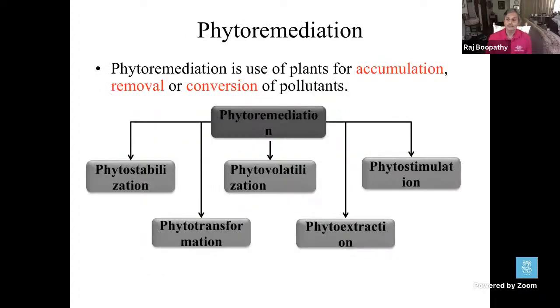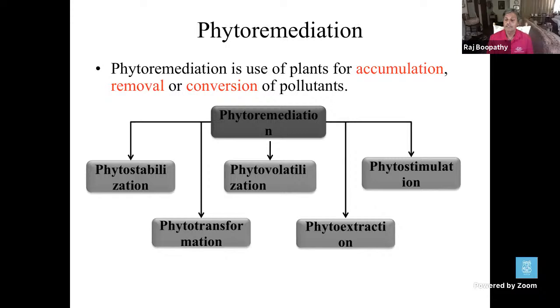Okay. So let's talk about one of the processes now, which is phytoremediation. Phytoremediation, as everybody knows, is the use of plants for accumulation, removal, or conversion of pollutants. So broadly we're using plants, but there are a lot of processes going on. You're stabilizing the chemical, which is called phytostabilization. You're volatilizing the compound from below ground through a trans-evaporation process through the plant. It goes up into the atmosphere; that is phytovolatilization.